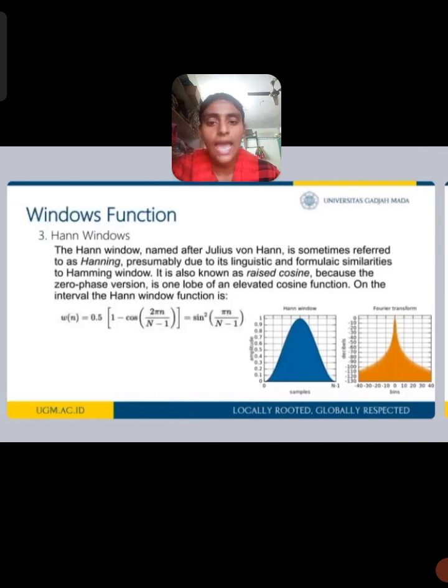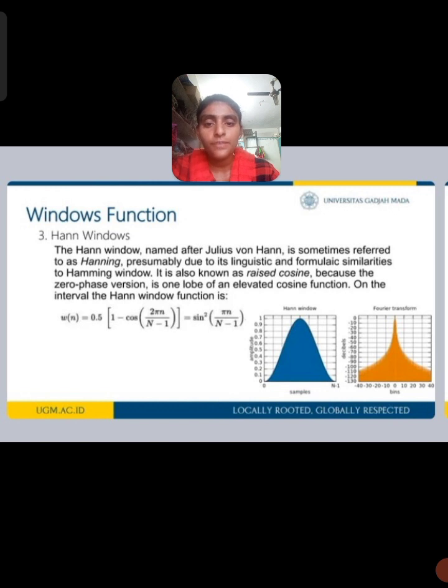The next one is the Hanning window. The Hanning window is named after Julius von Hann, and is sometimes referred to as Hanning, presumably due to the linguistic and formulaic similarities to the Hamming window. It is also known as the raised cosine.